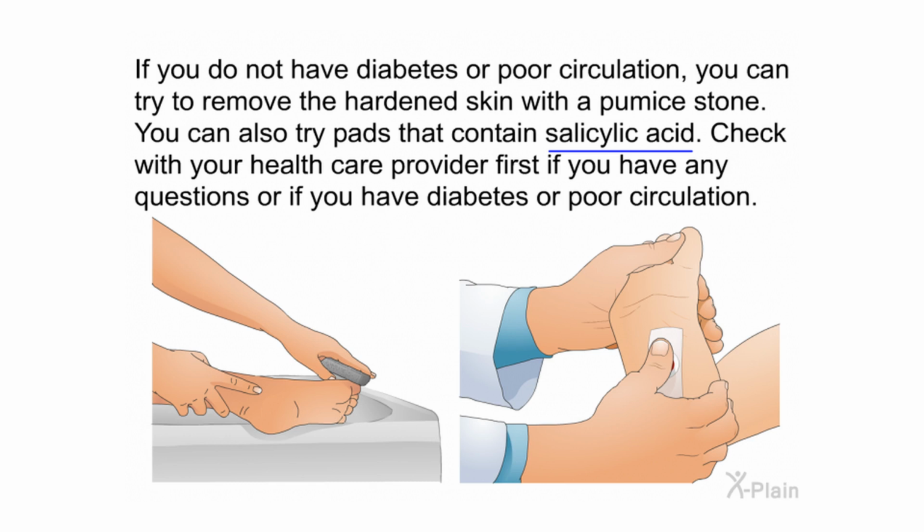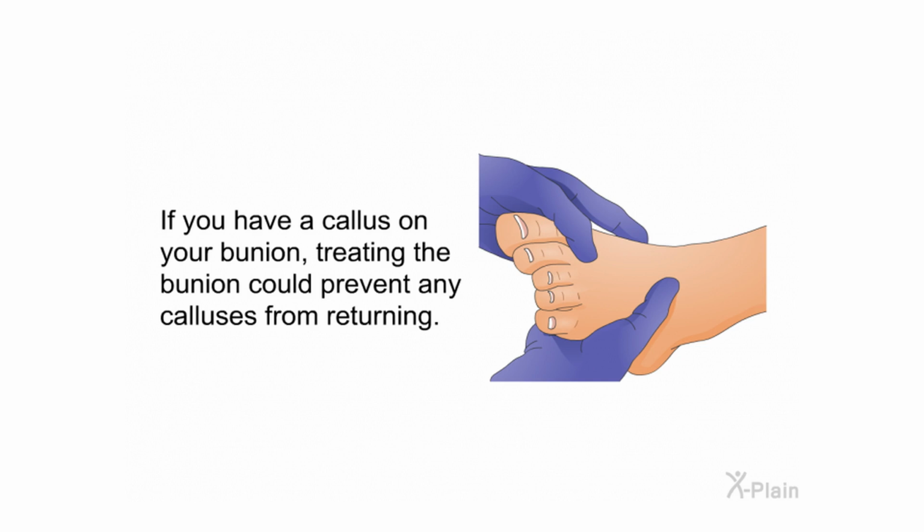If you do not have diabetes or poor circulation, you can try to remove the hardened skin with a pumice stone. You can also try pads that contain salicylic acid. Check with your healthcare provider first if you have any questions or if you have diabetes or poor circulation. If you have a callus on your bunion, treating the bunion could prevent any calluses from returning.